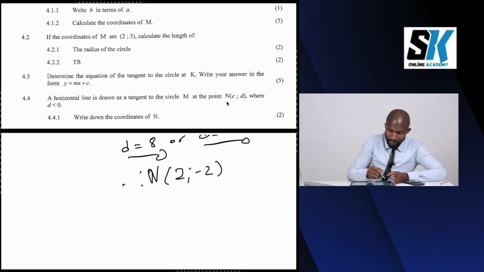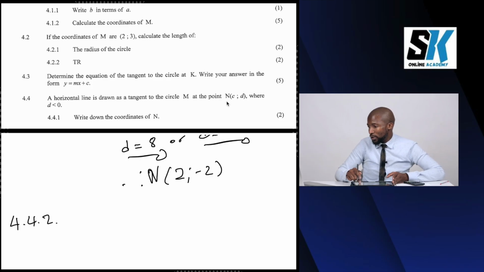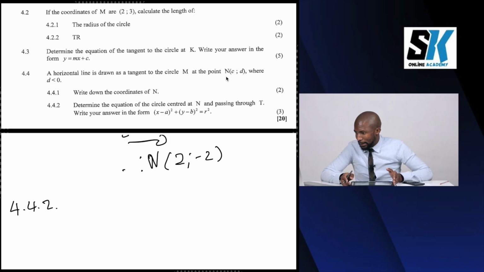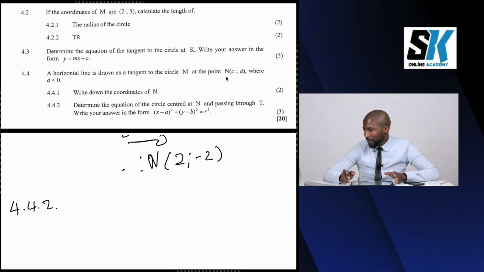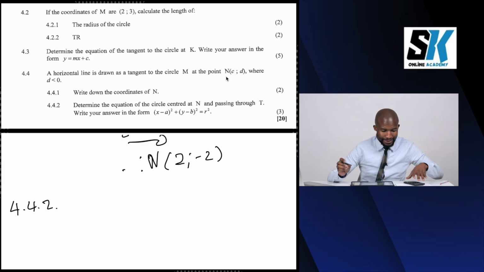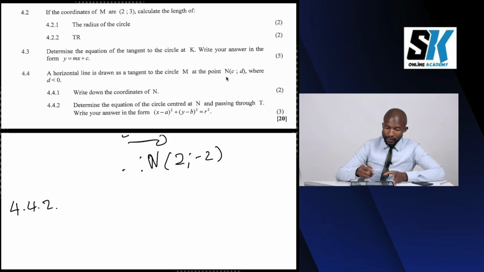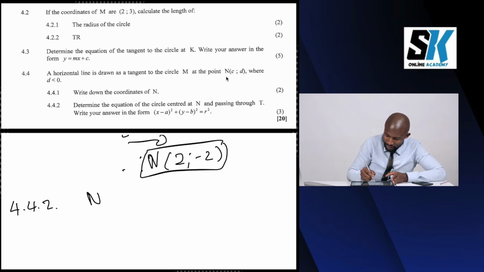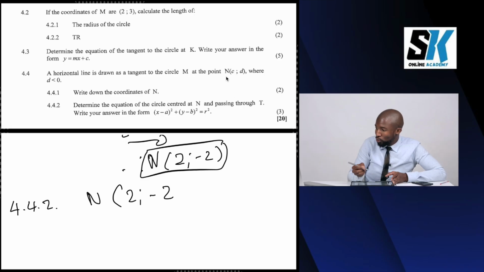And now for our last one, which is 4.2, which is 3 marks. So determine the equation of a circle at n passing through point T. So they want the equation of the circle passing through T in that format. So we know that the center is n, so that will be our new center now. So our center is going to be (2, negative 2).